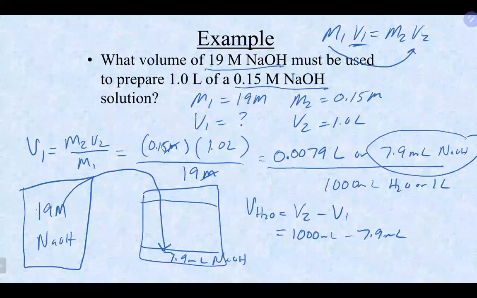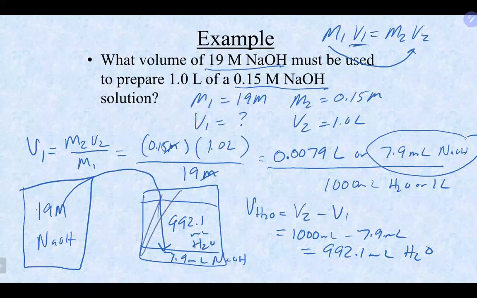920, no, try that again. 1,000 milliliters minus 7.9, 992.1 milliliters of water would go in there. So we'd add 992.1 milliliters of water.